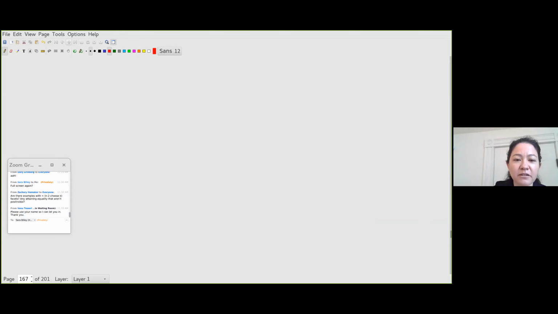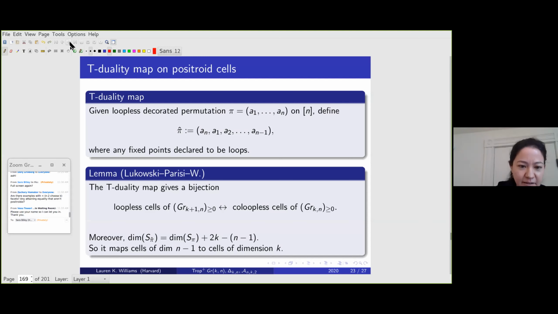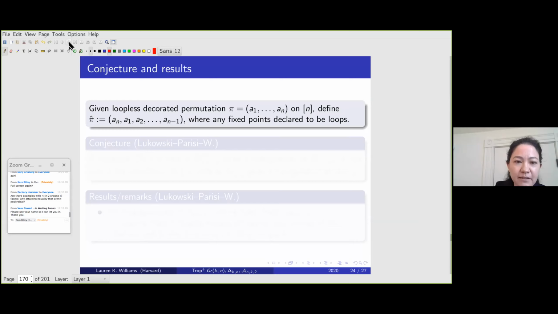What we showed, and this part is simple, is that the T-duality map gives a bijection between loopless cells of Gr(k+1,n) and co-loopless cells of Gr(k,n). Moreover, you can say how the dimension gets affected. In particular, this map takes cells of dimension n-1 to cells of dimension 2k. So this is our definition again.